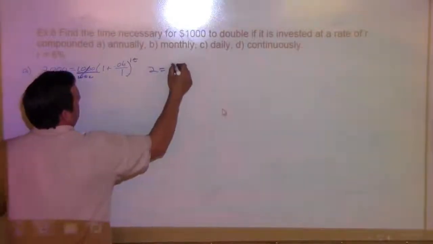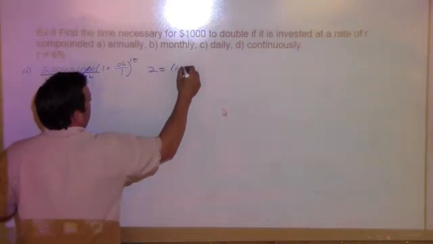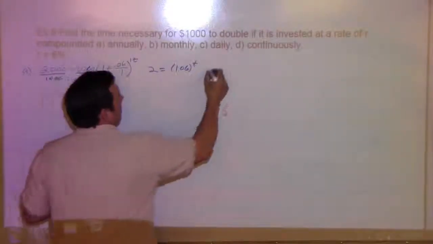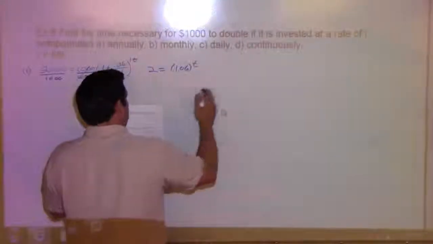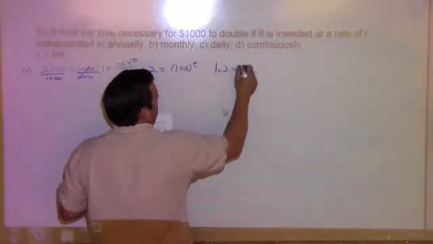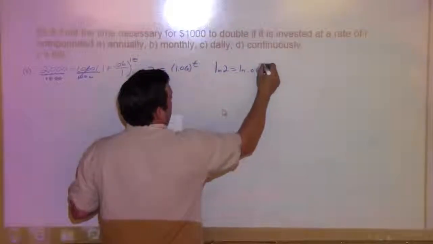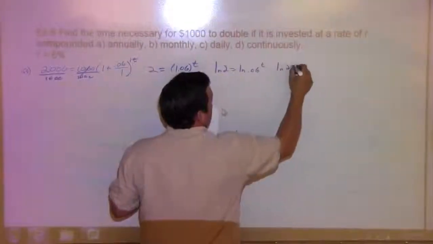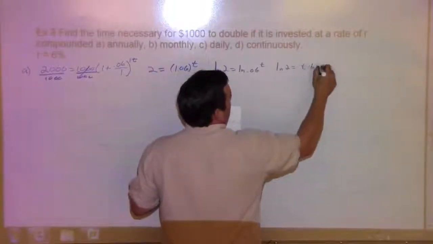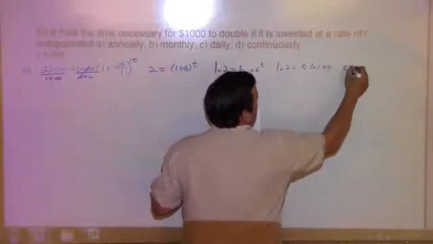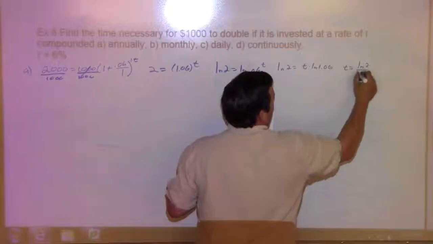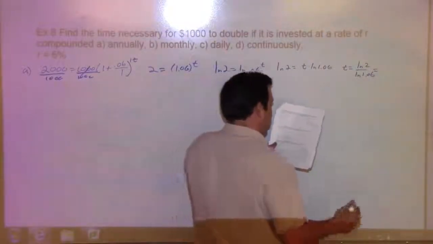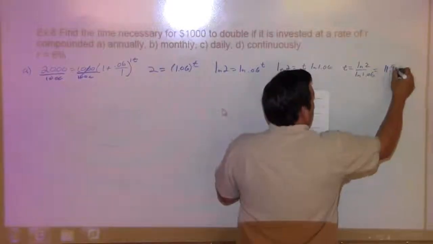2 equals 1.06 to the t power. Natural log of 2 equals natural log of 1.06 to the t. So natural log of 2 equals t times natural log of 1.06. So t would be natural log of 2 over natural log of 1.06, which is 11.9 years.